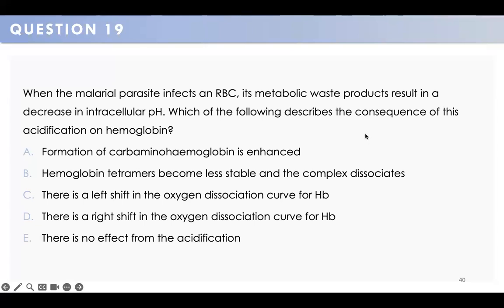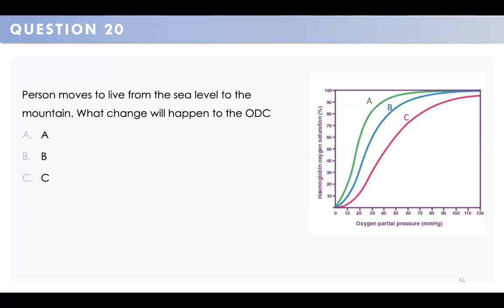D. Yes, perfect. That's correct. There will be a right shift of the oxygen dissociation curve for hemoglobin. Okay. I'm going to come across the second question and then we'll discuss them together. For this graph, a person moves from the sea level to the mountain. What change will happen to the oxygen dissociation curve? C, yes, because of 2,3-bisphosphoglycerate, that's correct. Yes, excellent. So the answer would be C.